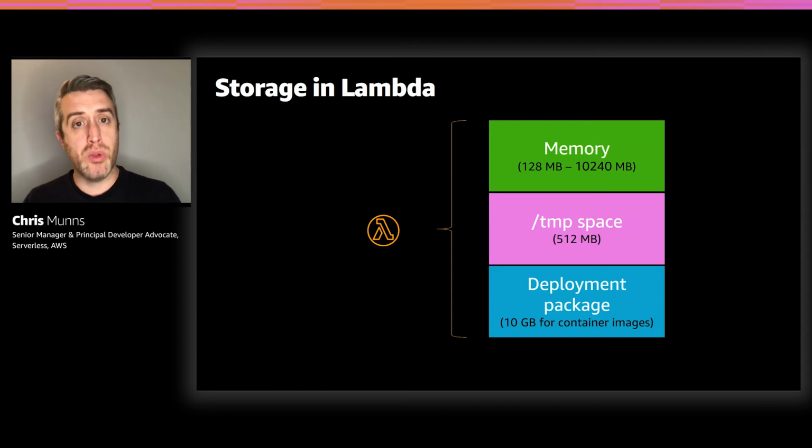And then again, the deployment package has changed. So now you have up to 10 gigabytes of storage in that deployment package. So you can include all of the libraries that you could think of, all of the operating system tools that you might want to, machine learning models, scientific libraries that are huge, anything that you might need inside of your function to operate.